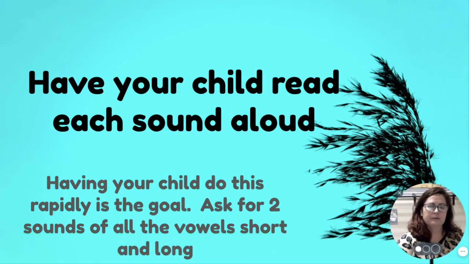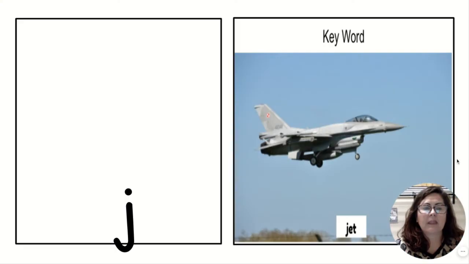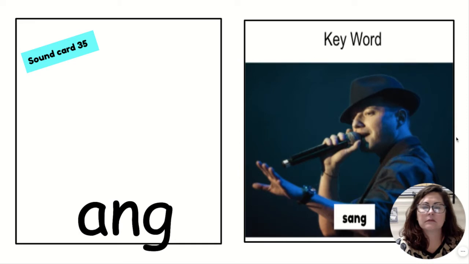On the following slides, your child or student is going to produce the following sounds out loud. If they've learned 2 sounds for the letter, then they will produce both sounds. Also, ask for the 2 sounds for each of the vowels, the short and the long. Pause the video if you need more time to produce any of the sounds.